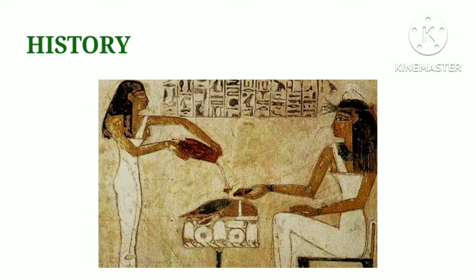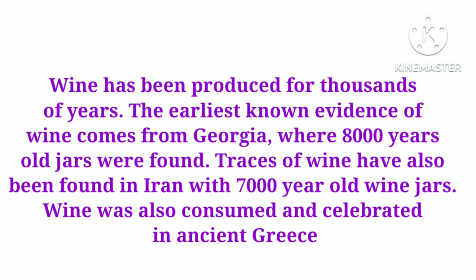Now, let us look into the history of wine. Wine has been produced for thousands of years. The earliest known evidence of wine comes from Georgia, where 8,000-year-old jars were found. Traces of wine have also been found in Iran with 7,000-year-old wine jars. Wine was also consumed and celebrated in ancient Greece.